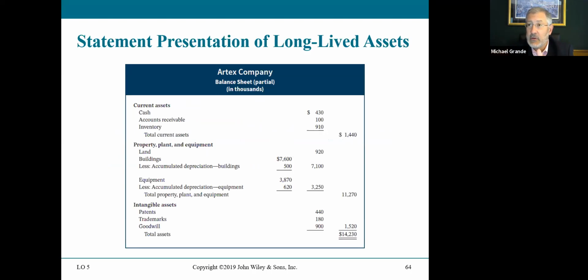Land, as you know, is an asset used in production to help generate money, but it's not subject to depreciation. You have buildings and then accumulated depreciation associated with the buildings. And then you have equipment and accumulated depreciation associated with that equipment. And then total property, plant, and equipment, which is net of what? Net of accumulated depreciation. And you can see this company has some intangible assets that are reported net of accumulated amortization, if there is amortization.